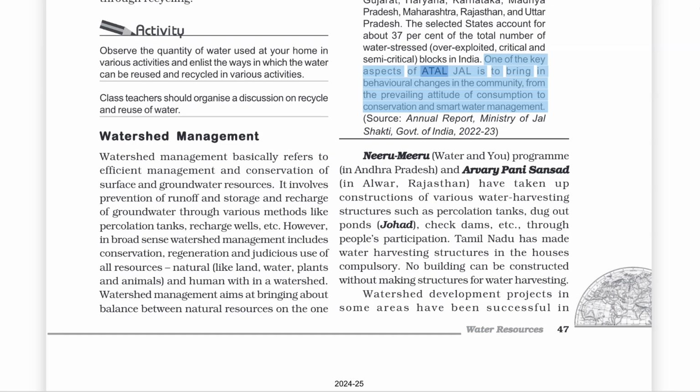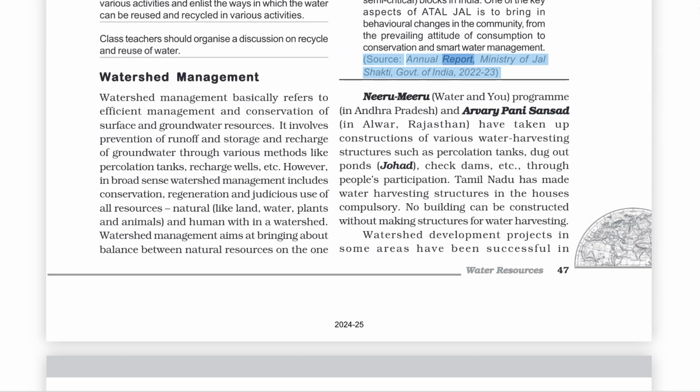One of the key aspects of Atal Jal is to bring in behavioral changes in the community from the prevailing attitude of consumption to conservation and smart water management. Source: Annual Report, Ministry of Jal Shakti, Government of India, 2022-23.